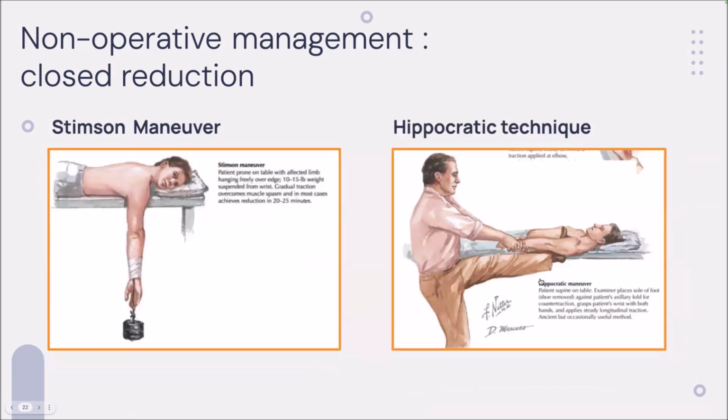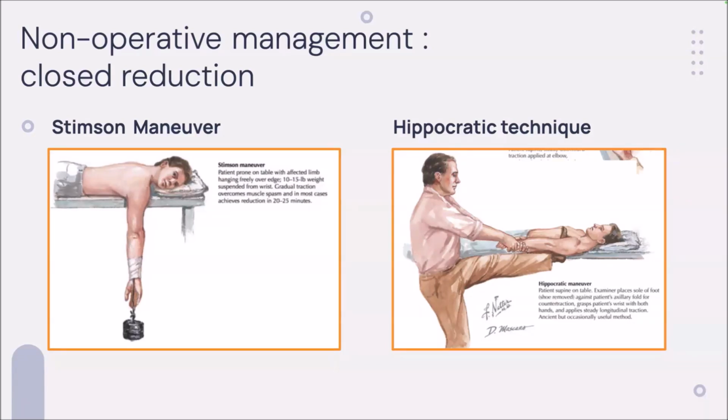So the other maneuvers include Stimson and Hippocratic, which can also be used. The Stimson is when weight is used to glide the humerus back into the joint via gravity. In this picture, the patient is lying prone with the affected arm hanging off the bed with suspended weight of around 5 to 10 kilos. Gravity then creates a gentle, continuous traction, allowing the shoulder muscles to relax and the humeral head to slide naturally back into the glenoid fossa. This maneuver does not use any human force, so it is less likely to produce any risk of neurovascular injury.